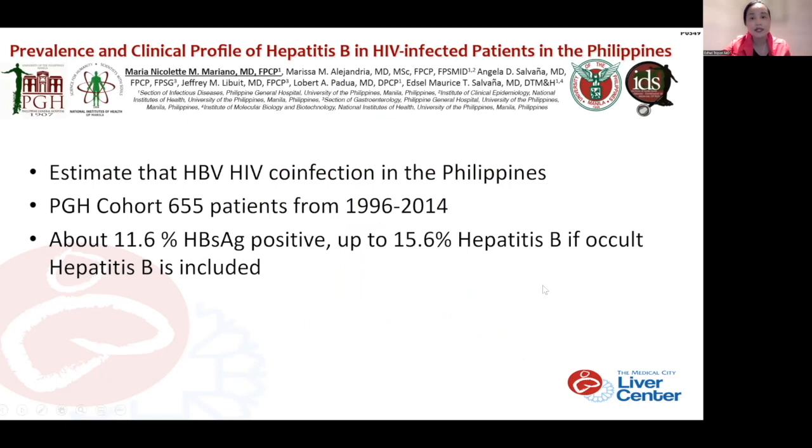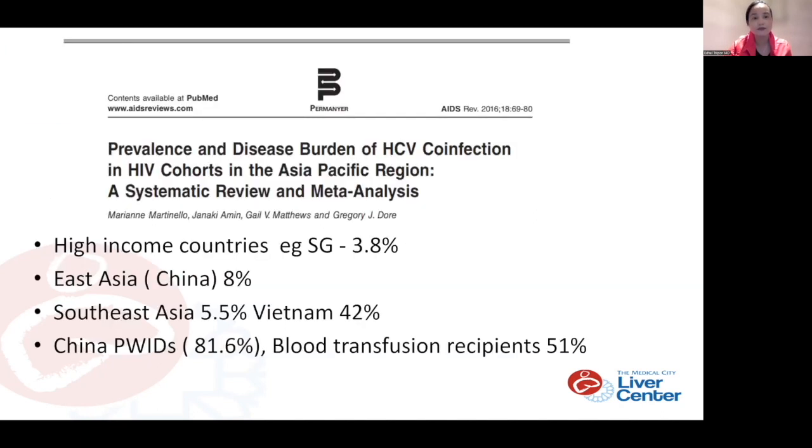What about hepatitis B in Filipinos with HIV? This is a PGH cohort of 655 patients from 1996 to 2014. In this abstract, we see that about 11.6% of PLHIVs following the treatment hub were S antigen positive. And they proposed that if they included possible occult hepatitis B patients, the rate of hepatitis B HIV co-infection in these patients can even be higher.